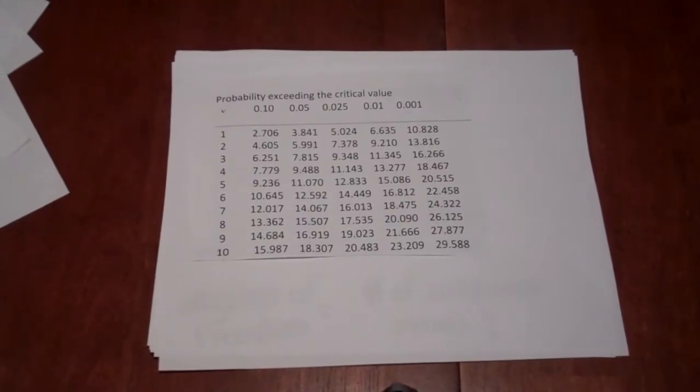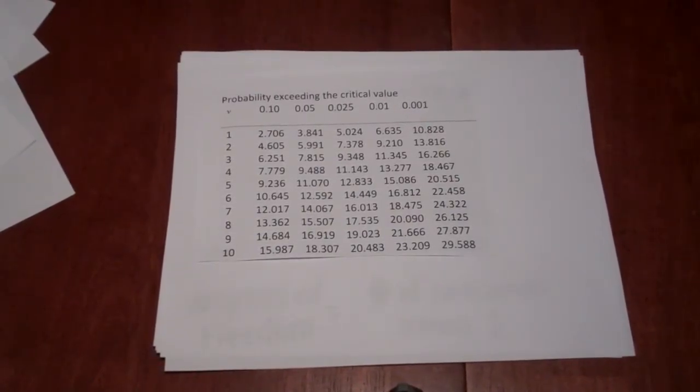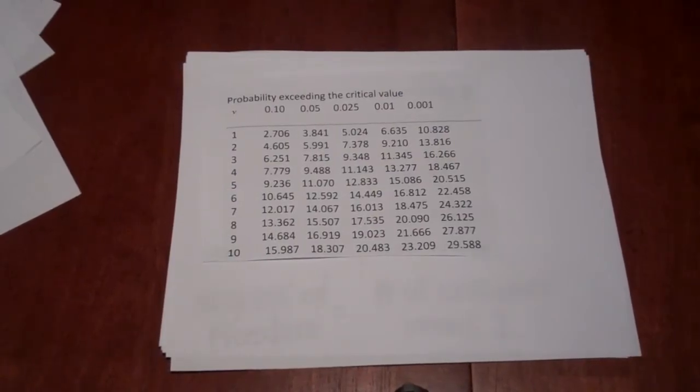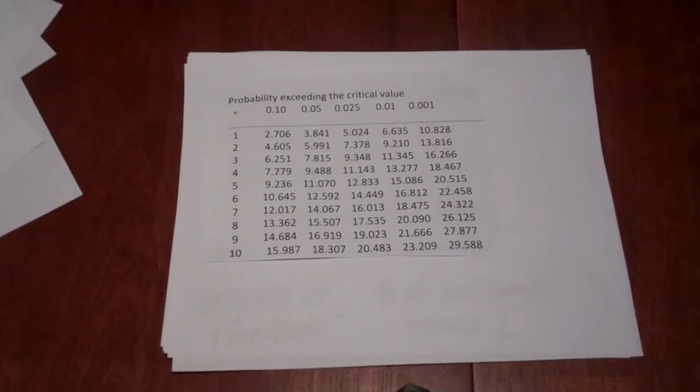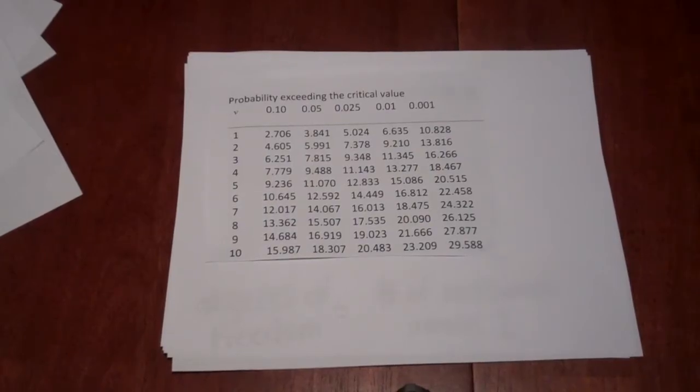Before we get to the problems, there are two terms that we need to define. One is degrees of freedom and the other is critical values. The whole point of a chi-square test is to accept or reject our null hypothesis. So you have to either exceed or don't exceed your critical value. First, we have to figure out what that critical value is in our chart right here.